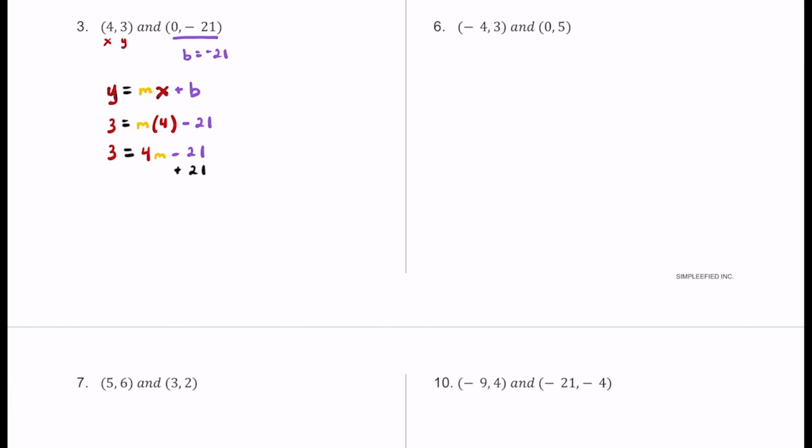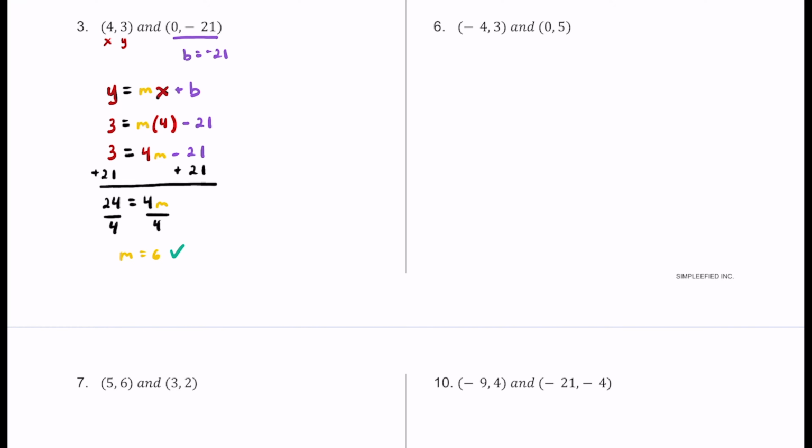First, we can add 21 to both sides of our equation here. If we go ahead and do that, on the left side, 3 plus 21 is 24. And on the right side, we're going to be left with 4m. So I'm going to write 4m. And then to get m completely alone and have a coefficient of 1, let's go ahead and divide both sides by 4. And 24 divided by 4, that is going to be 6. And then we're going to say m equals 6.